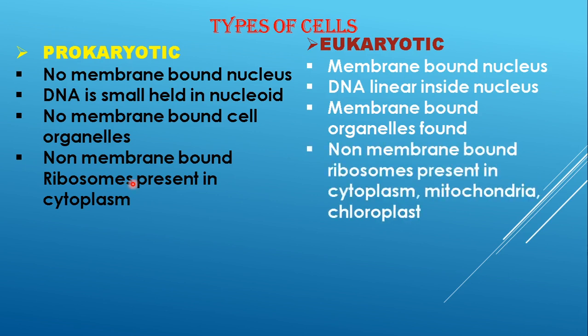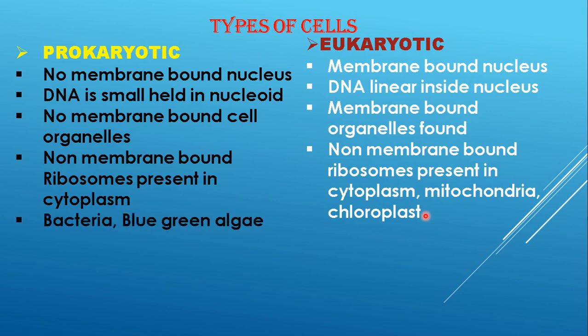Whereas in eukaryotes also, ribosomes are there which are not membrane bound. This is an exception in eukaryotes. Otherwise all the organelles are membrane bound, they have a covering, except the ribosome, which will be present in the cytoplasm like in prokaryotes. Other than the cytoplasm, they will be present in mitochondria and chloroplast. These two are cell organelles which have a covering. So inside a cell organelle, a second cell organelle, that is a ribosome, can also be present.